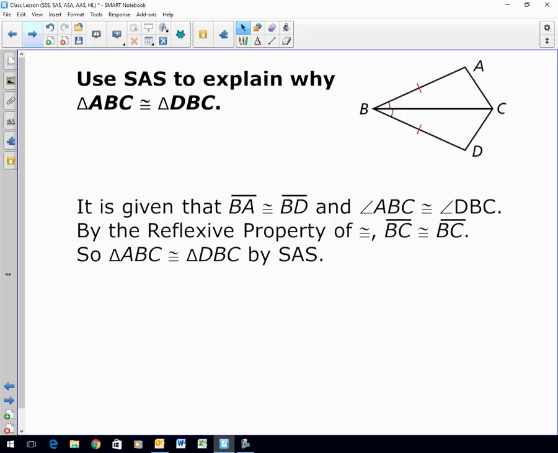Prior, BC. BC, is it congruent to itself? To what property? When you look in a mirror, what comes back at you? Your reflection.